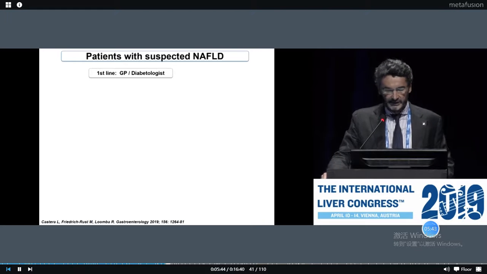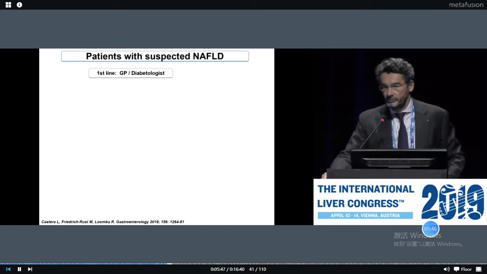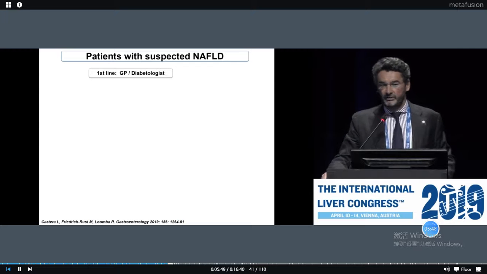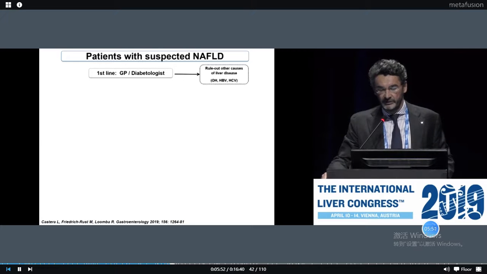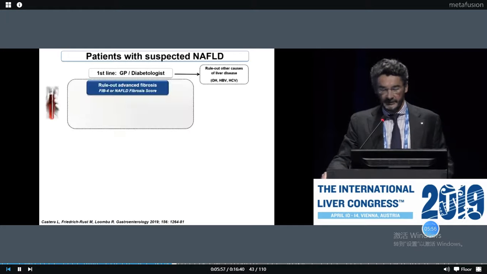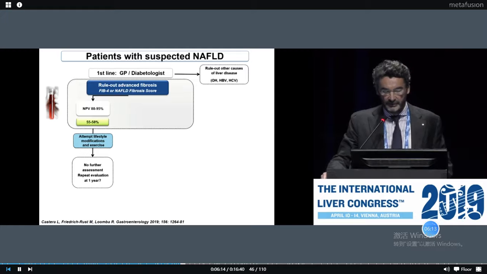So in patients with suspected NAFLD, this is what we should convey as a message to our colleagues, as GP or diabetologists. Of course, you always must start by ruling out alcohol and viral hepatitis. Then you want to rule out advanced fibrosis, and you start with serum biomarker. With FIB4 below 1.3, the risk is very low. You see the negative predictive value is close to 95%, and this is around 60% of the patients that you can rule out. And of course, you propose lifestyle modification, and you can discuss further reassessment.